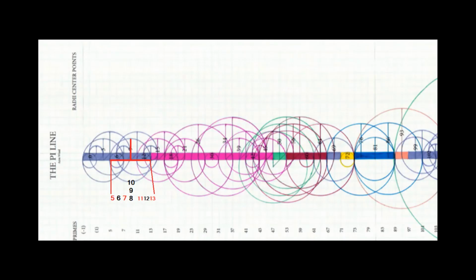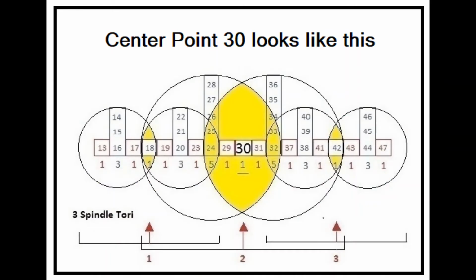Here we see our number line with the primes compacted. In between those two red lines is the center point 9. The layered geometry surrounding it indicates multiple layers of code that are overlapping. With the primes compacted, center point 30 is a beautiful piece of geometry.